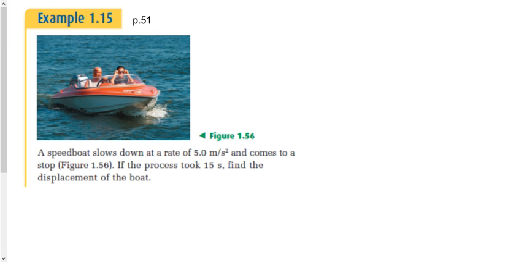A speedboat slows down at a rate of 5 meters per second squared and comes to a stop. If the process took 15 seconds, what's the displacement of the boat? What do we got here? Something's 5 meters per second squared. What is that? Is that velocity, initial or final? What is it, Taylor? It's acceleration. Good.